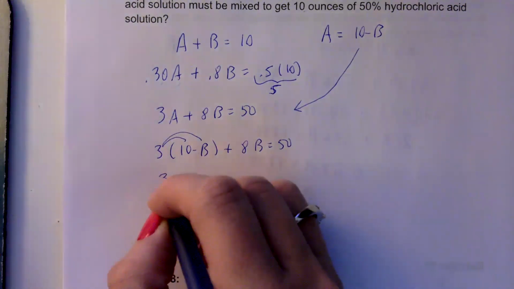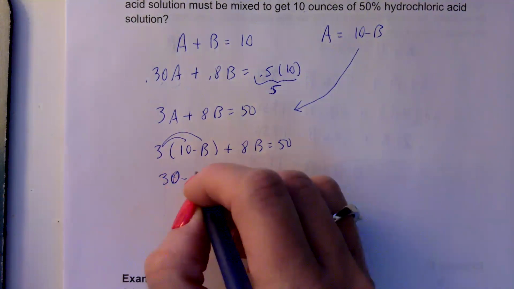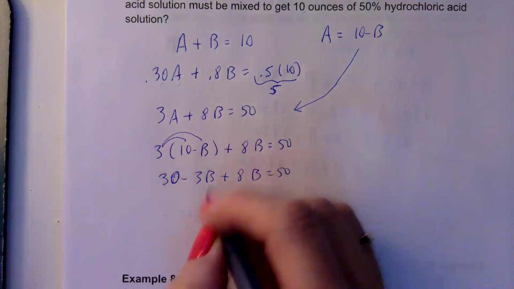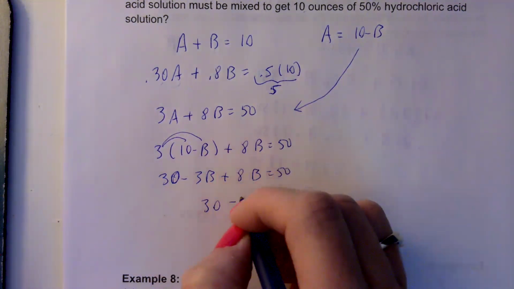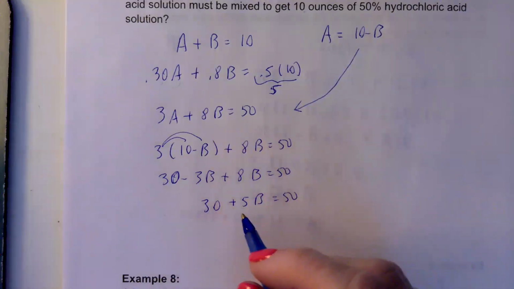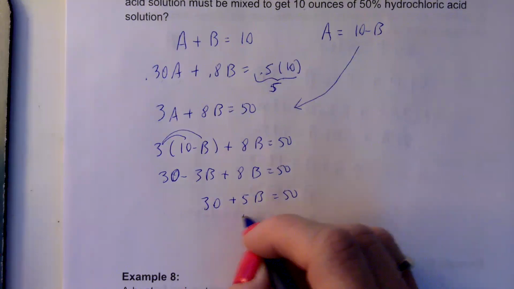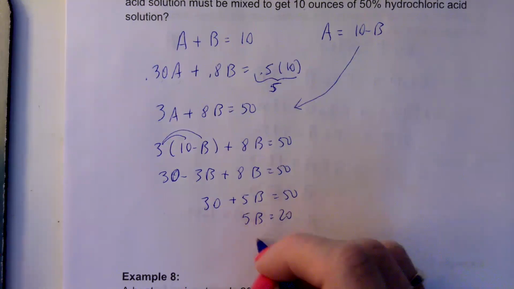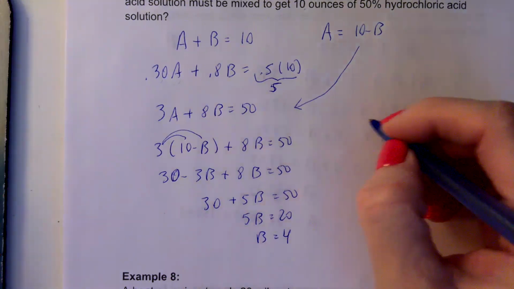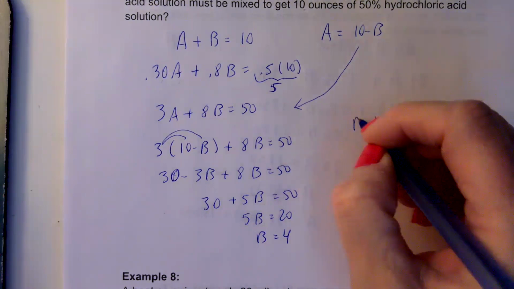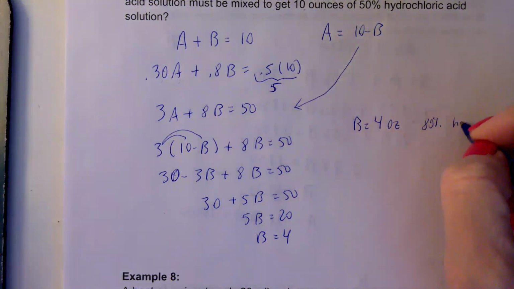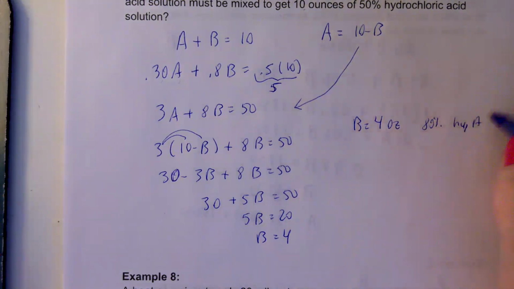And we have 30 minus 3B plus 8B equals 50. So 30 plus 5B equals 50. Subtract the 30, we have 5B equals 20, so B must be 4. So it must be 4 ounces, that's B, 4 ounces of the 80% hydrochloric acid.